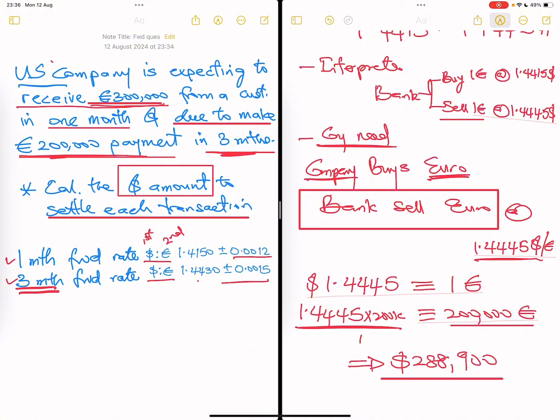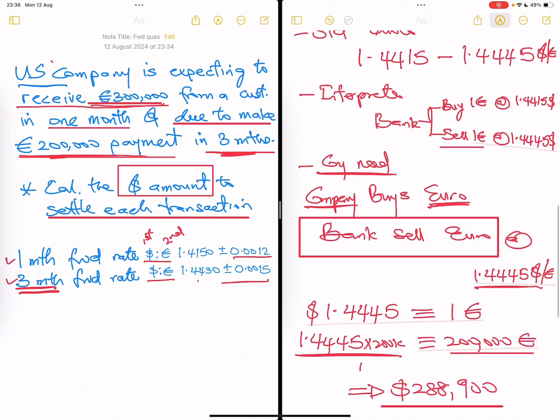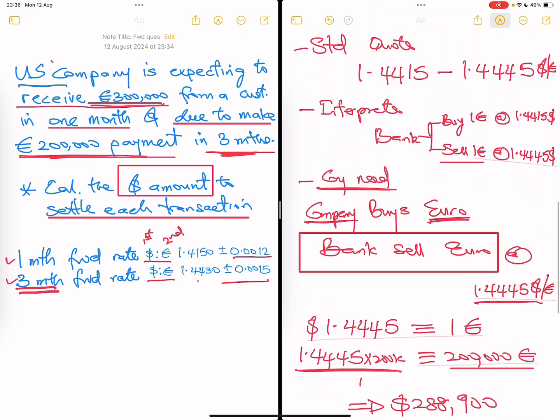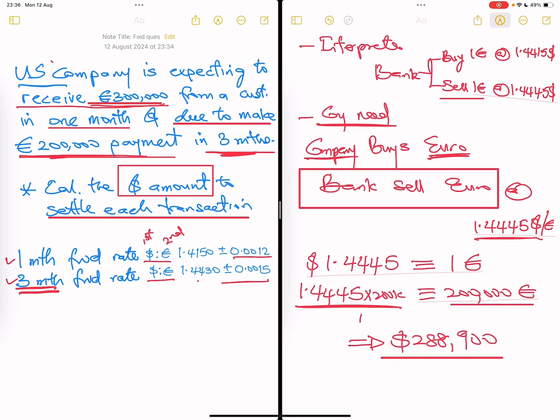It is as easy as that. Why people struggle to get it correctly is the interpretation of quotes. After this, we'll go into money market hedge.